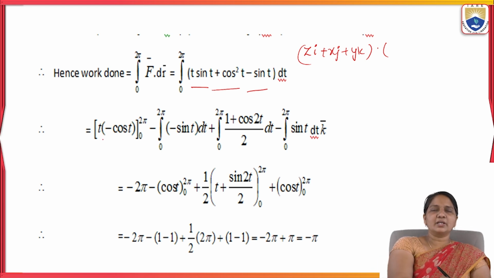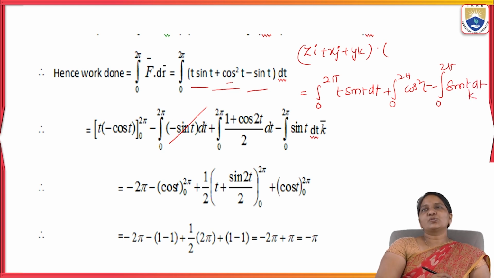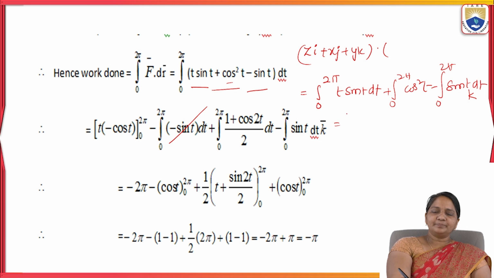Now we are substituting the integral. The limits are 0 to 2 pi. Integral 0 to 2 pi t sin t dt, plus integral 0 to 2 pi cos square t, minus integral 0 to 2 pi sin t dt. Now we are doing the t term.